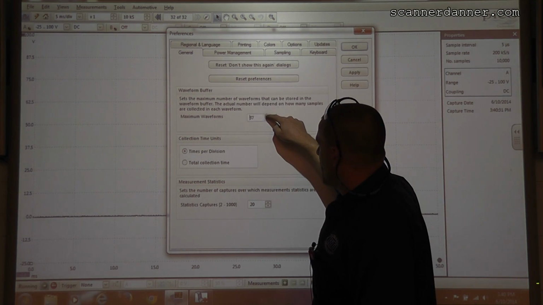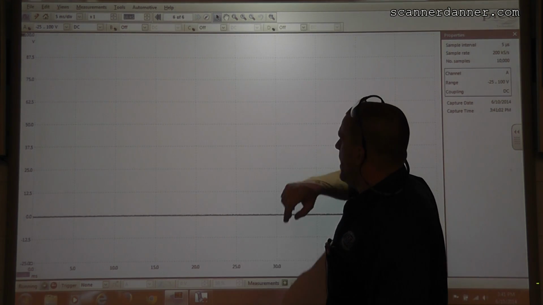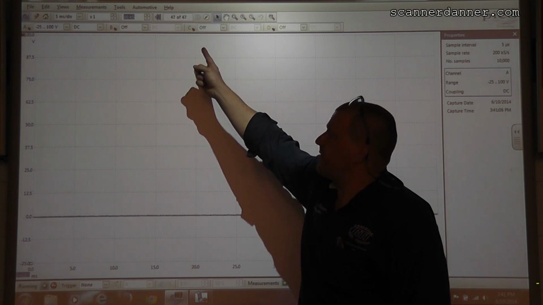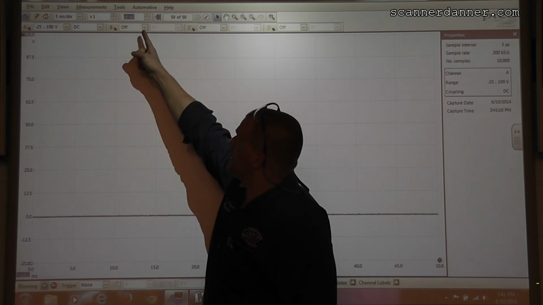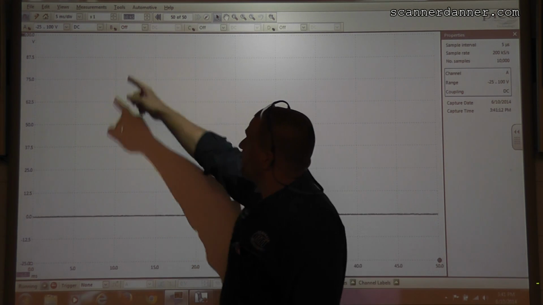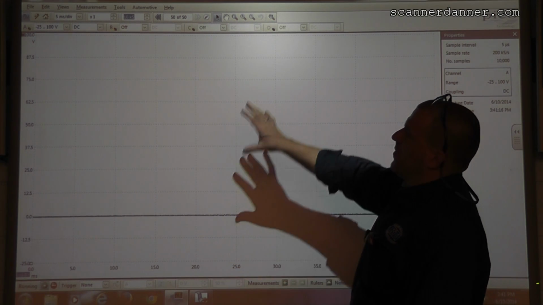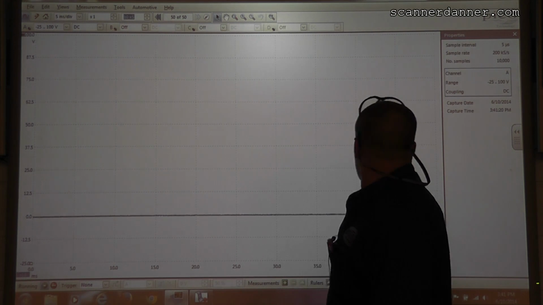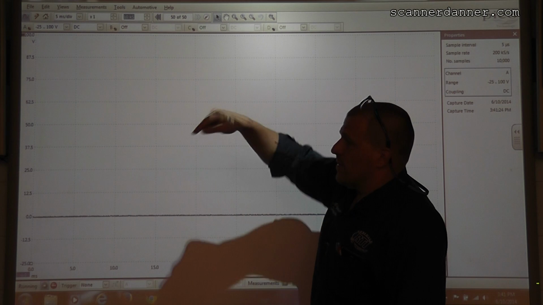I can set this higher if I want to. Let's set it to 50. Will I get 50 frames? Apply. Okay. Let's watch it. I can get 50 now. Why can I get 50? Because my sample rate is lower and I'm not filling up this waveform buffer with the samples. I'm really limiting it with my top number. This 50 frames is what's limiting it, not the amount of samples.